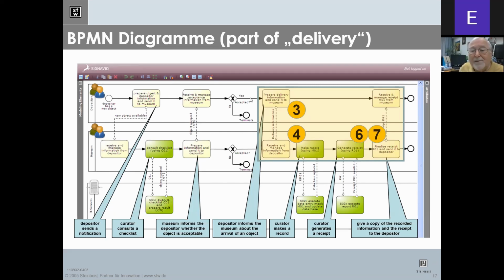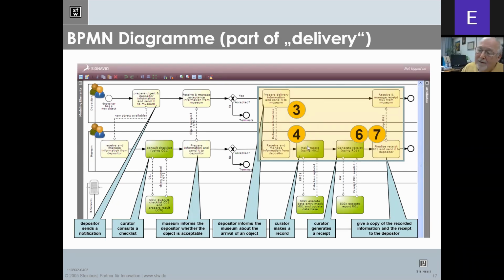But if it's accepted, then we go ahead. Then the depositor prepares some information when it will be delivered, what are the delivery methods and so on, and sends this message to the museum. You see, the museum has also not terminated, and waits now for this message. This message arrives now at the museum, and the museum makes now a first record.